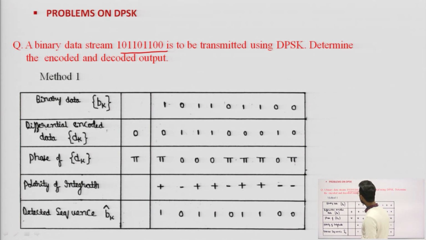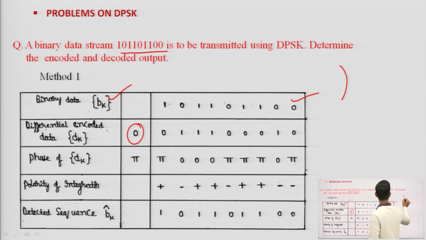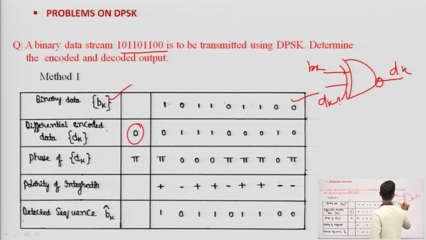Determine the encoded and decoded output. So your binary data is Bk, that is 10110110. Now differentially encoded data Dk. We have seen in the previous slide that if I choose the first Dk, I will choose 0. This is Dk, this is your Bk, this is your Dk minus 1.